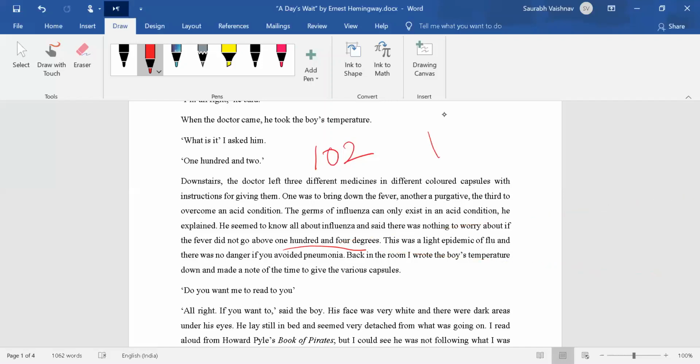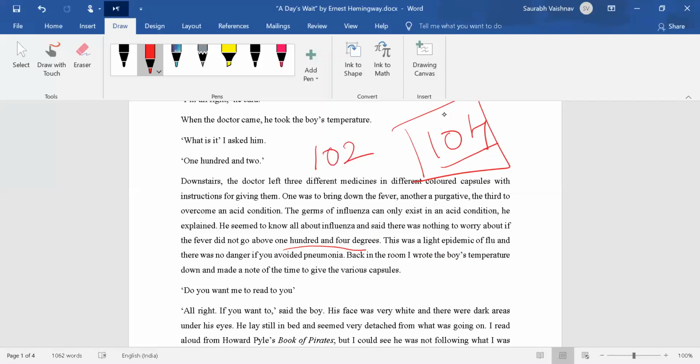104 degrees. What did the doctor say? There is nothing to worry about if the temperature stays below 104 degrees, 104 degrees.